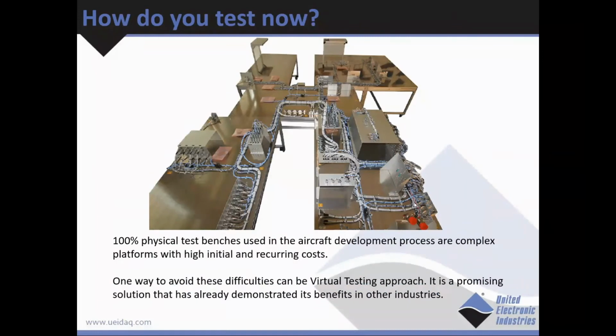So how do you test now? Most people are using 100% physical iron birds in their software and hardware integration labs. They are typically very expensive and depend upon having the different avionics and sensors in every bench. One way to avoid these difficulties can be a virtual testing approach. It's a promising solution that has already demonstrated its benefits in other industries such as cell phones. Another method is hybrid testing. Some hardware in two different places connected over Ethernet.